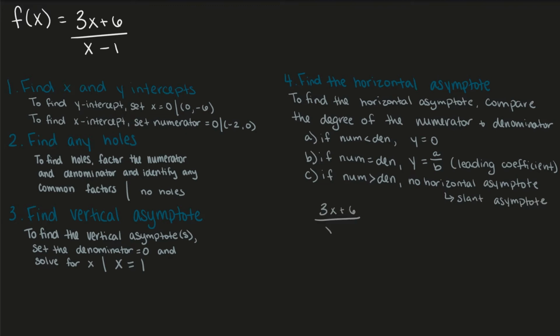So in this case, the degree of our numerator is 1 and the degree of our denominator is also 1, which means we're going to use b to find our asymptote. We're going to compare our leading coefficients, which are 3 and 1, which means our asymptote is at y equals 3.